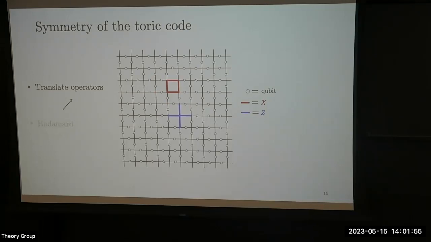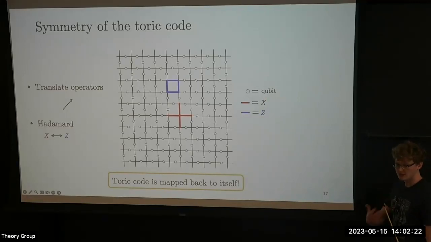The vertex term was a product of Pauli X's around a vertex. Now it's a product of X's around a plaquette. I can go back again. These are just shifted. The next step is to apply a Hadamard gate that switches the colors from red to blue and blue to red. So there's the application of the Hadamard gate. You see that we're mapped back to the same generators of the stabilizer group. So this is a symmetry of the stabilizer group.